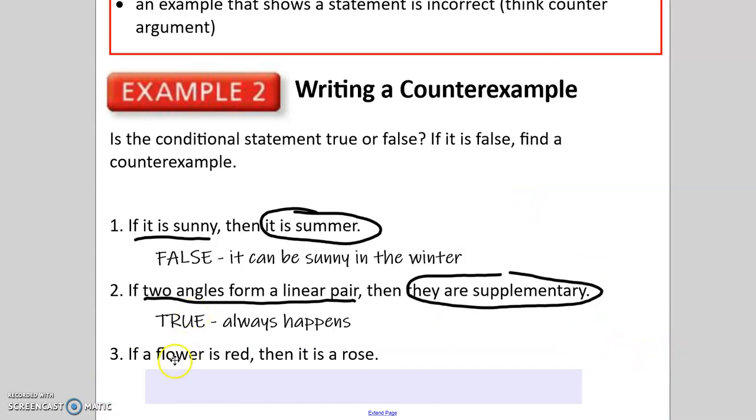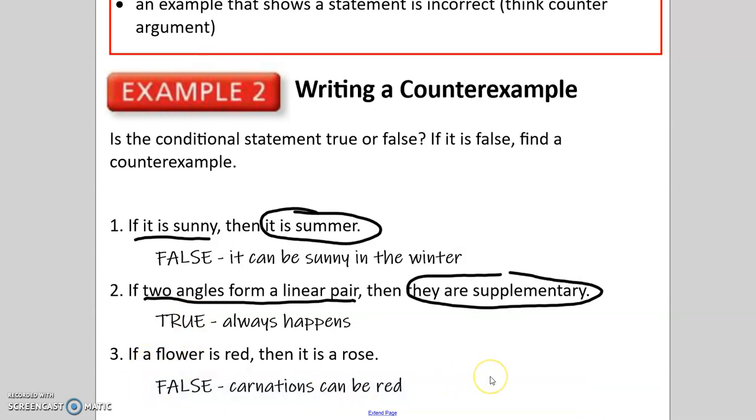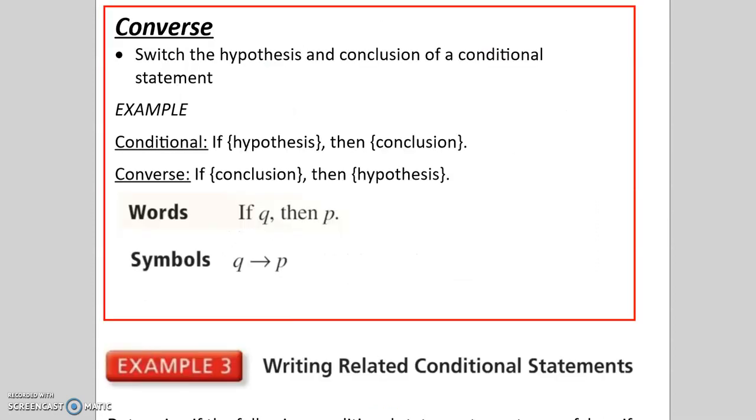And then my last example here. If a flower is red, then it's a rose. Duh. Well, that's false, right? There's other red flowers out there. Carnations can be red. So we have to just think about, all I need is one example that's going to prove that conditional statement false. And that's all I need. It's got a counterexample.